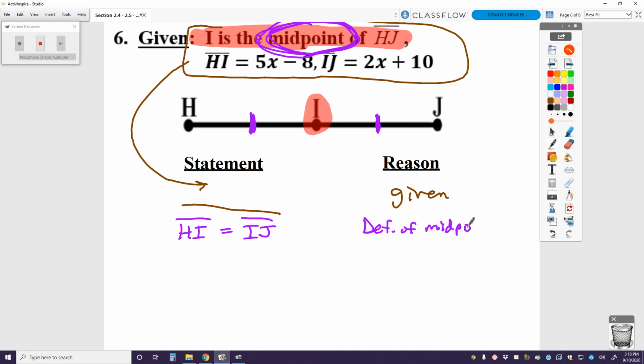Now, I will say that over the years, I've had students write HI equals IJ by definition of bisect. And it's true that I is bisecting technically segment HJ, but it's not the term that was given to us. So make sure you use the word that was actually given to you. All right, then from there we can make our substitution. So segment HI we were told was 5x minus 8. Segment IJ was 2x plus 10. So there we're making our substitution. Next up, I'll subtract the 2x over to the 5x and get 3x.